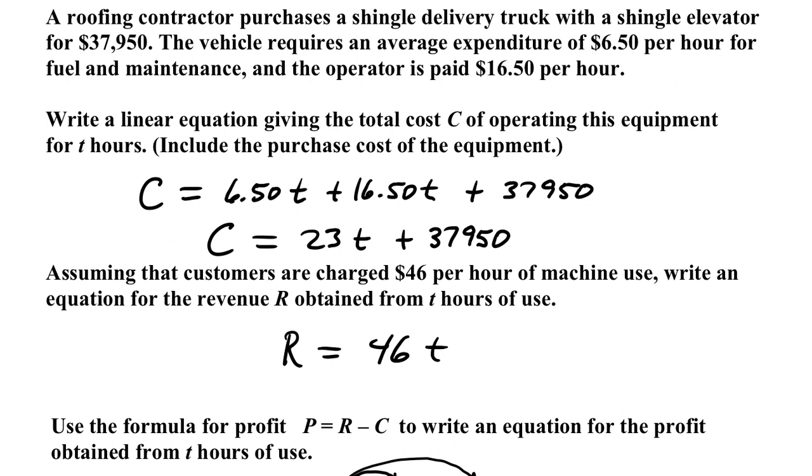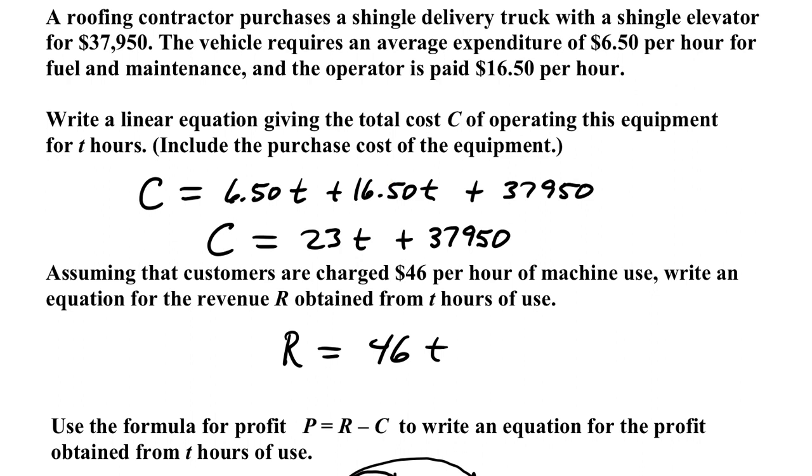Okay, so to run the machine, fuel and maintenance, that's $6.50 per hour on average. The operator is paid $16.50 per hour, so both of those are per hour cost. The truck and elevator was an initial cost of $37,950. That one doesn't get a variable. That's an initial purchase, not based on time.